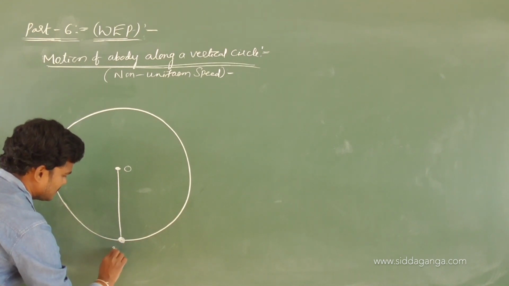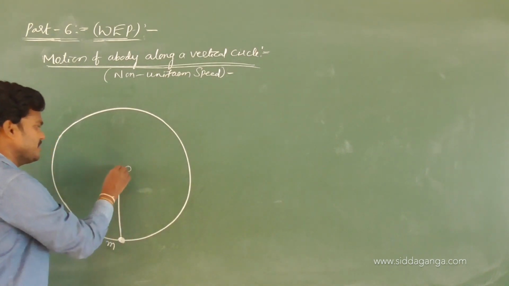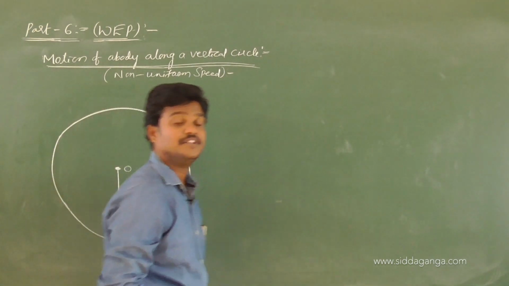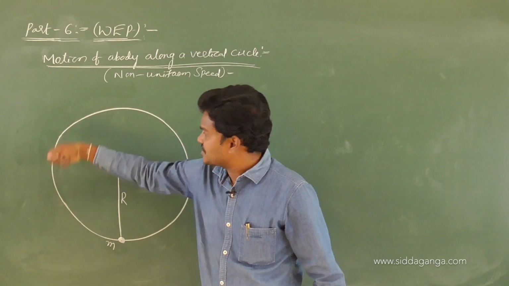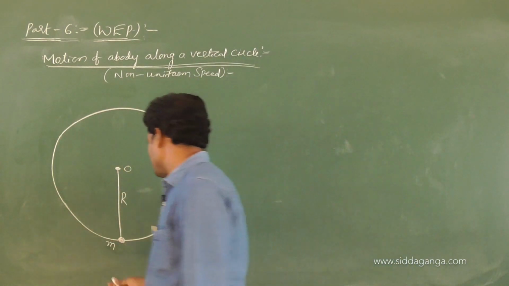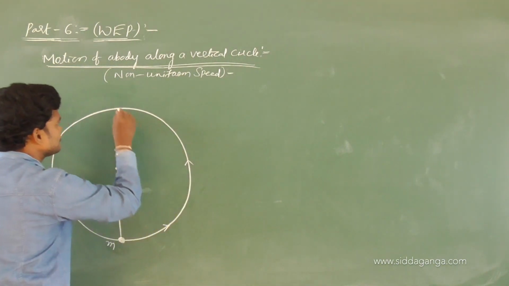Okay, here is a body of mass m. From here to here, let me consider r as the radius, the length of the wire. Now, this is rotated in a vertical circle. Let us suppose it is rotated like this in this vertical circle.